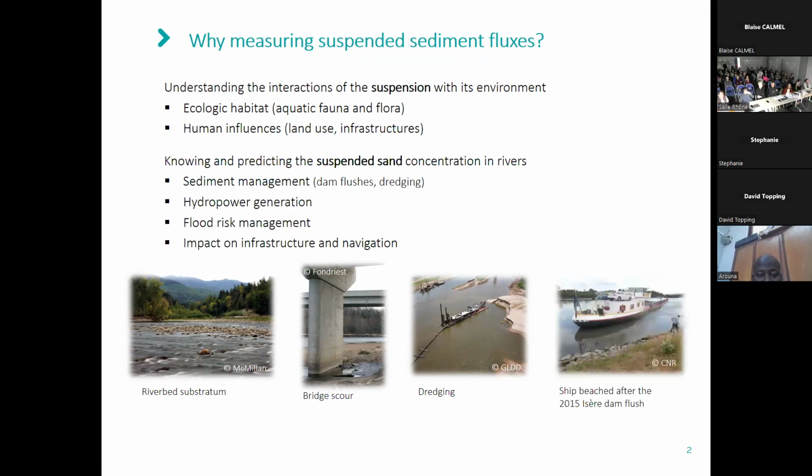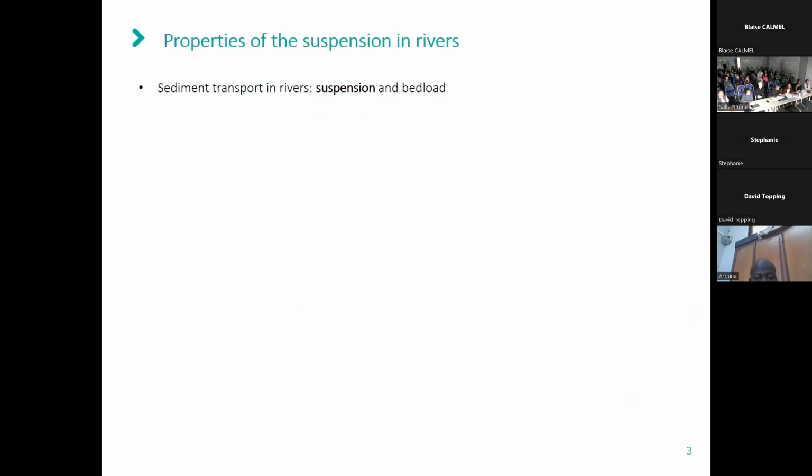This is notably important to ensure the hydropower generation or to manage the flood risk, as well as for the impact on infrastructure or navigation. For all of these applications, it is important to have sand flux balances and also continuous and real-time sand flux measurements. To do so, we need to know that most of the sediment transport in rivers occurs by suspension. Also, there is also bed load, but here I'll be focusing on the suspension.